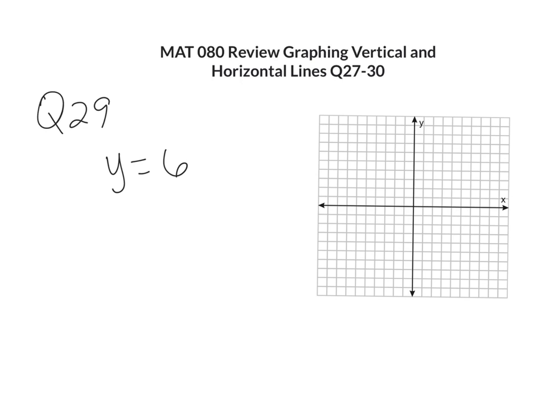For question 29, y equals 6. Find where y equals 6. 1, 2, 3, 4, 5, 6. And then draw a horizontal line. Again, this is where y is always equal to 6.